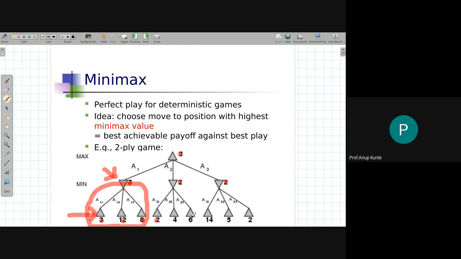Similarly, 2, 4, 6 are the three values on these terminal nodes. This is a min node, so I will choose 2, that is, I will apply the A21 action, which has a utility value 2 because this is a min node. Similarly, for 14, 5, 2, I should take this 2 up.